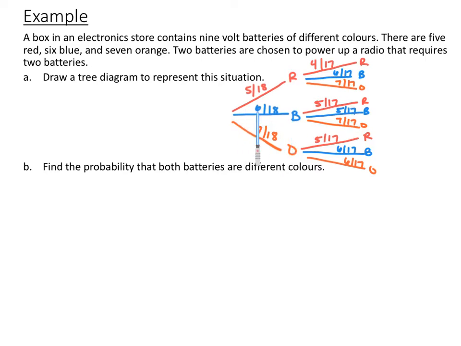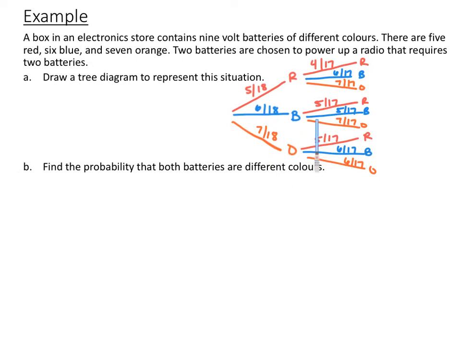If the first one you pick is blue, then the reds don't move, there's still 5, but out of 17. Blues, you use 1 blue, so now there's only 5 blues out of 17, and orange is still 7 out of 17. And then if the first one is orange, you still have all 5 reds, so 5 out of 17. You still have all 6 blues, so 6 out of 17, but you lose 1 orange, so the orange goes down to 6 out of 17. So this is a tree diagram that represents this situation.